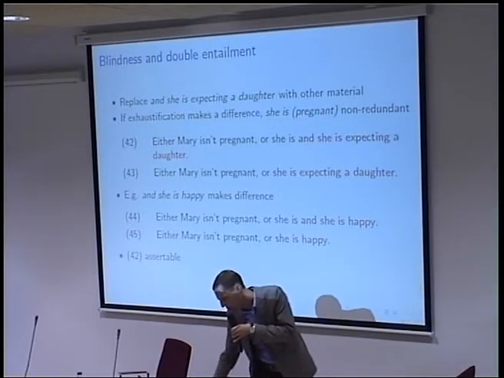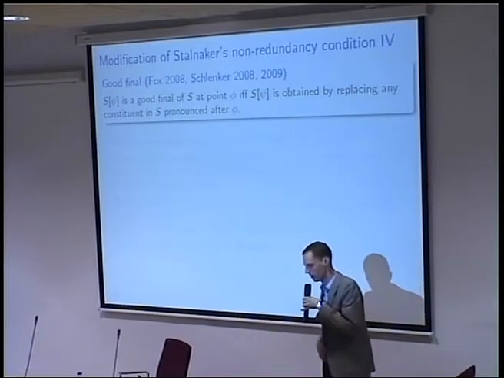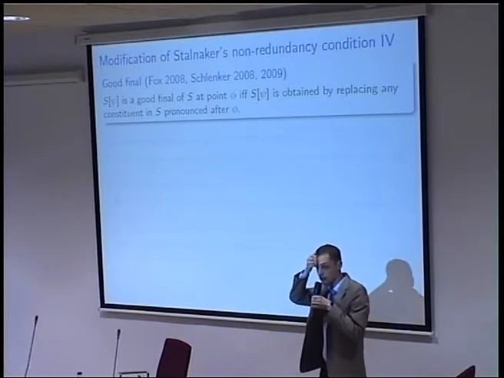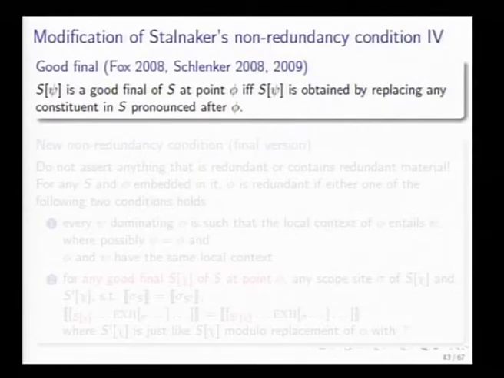The way we implement this is maybe a bit complicated, but I'm going to read it out. We make use of the notion of good final, invented by Philippe Schlenker. So we say that S psi is a good final of a sentence S at the point phi if and only if S psi is obtained by replacing any constituent in S pronounced after phi. So this replacement is what I've just shown you, basically, right? Where we replaced "and she's expecting a daughter" with "and she's happy".